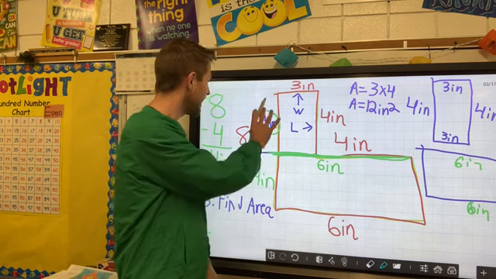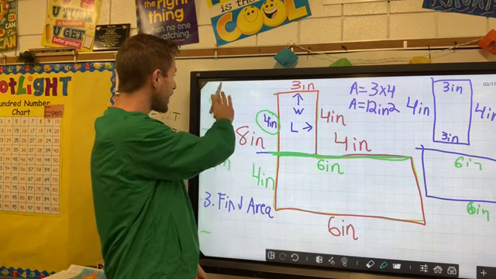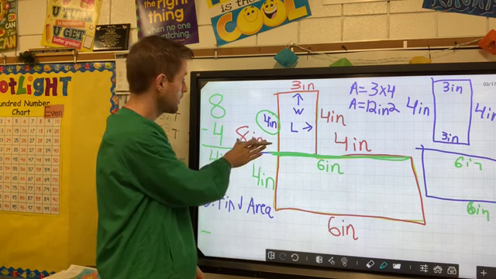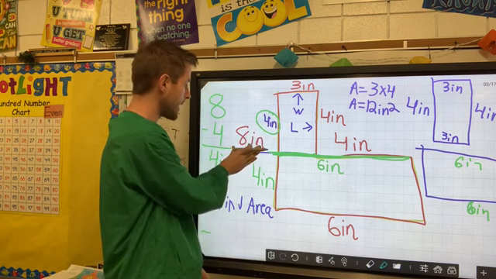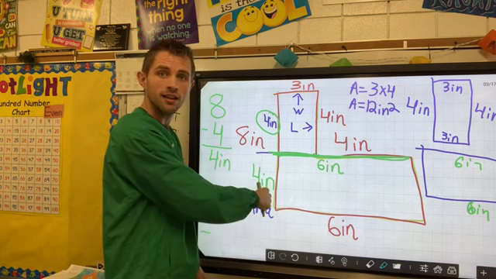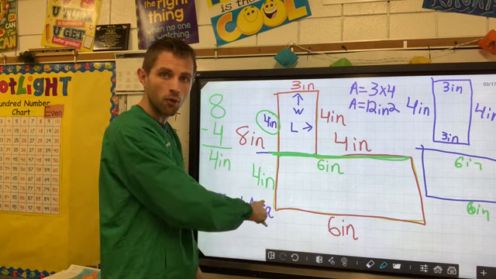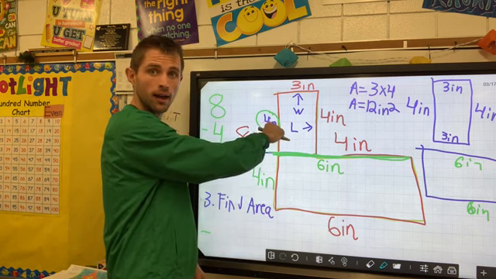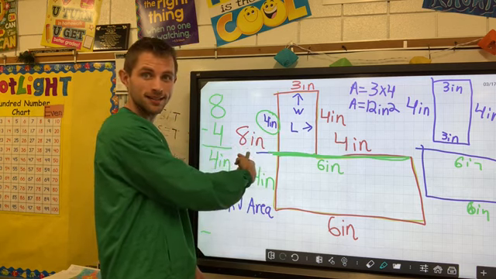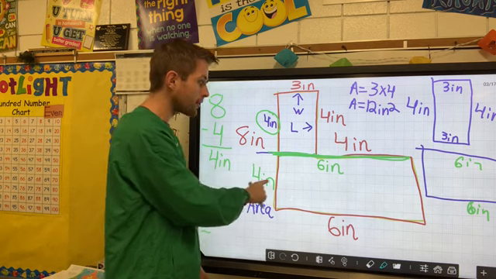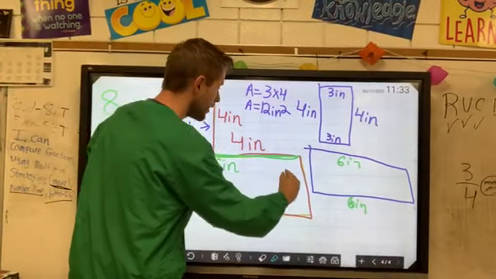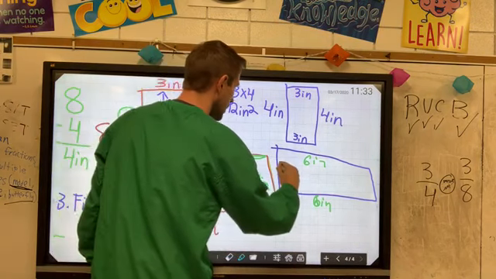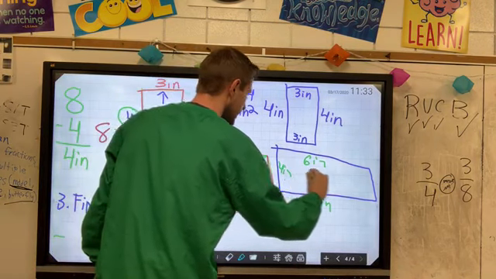Okay, so we subtracted from what used to be our total because we took 4 away from that 8, and we got 4 inches. So our length has got to be 4 inches. And if you look, 4 plus 4 equals what? Equals that 8, right? So if it's 4 over here, what does that mean it has to be over here? 4 inches. And so we do 4 inches over here.